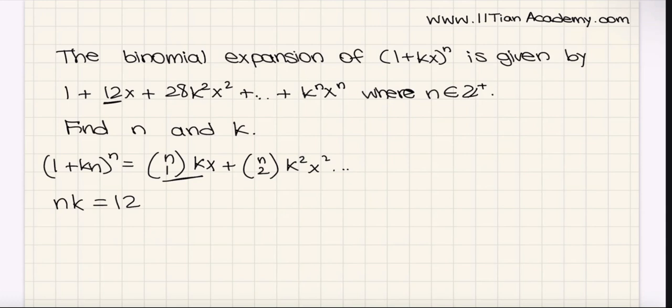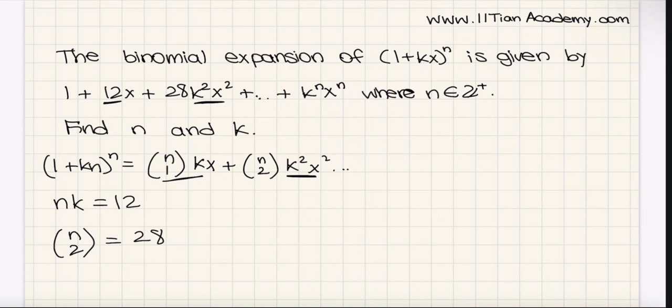Okay, then let's come up with a second equation. Here we have k²x². Here we also have k²x². So this tells us that n choose 2 must be equal to 28. Now, the problem with the first equation is it has both n and k, but in the second equation, we just have n, so we can actually solve to find n using that equation there.